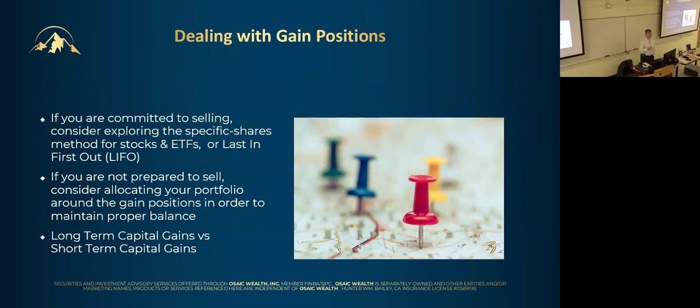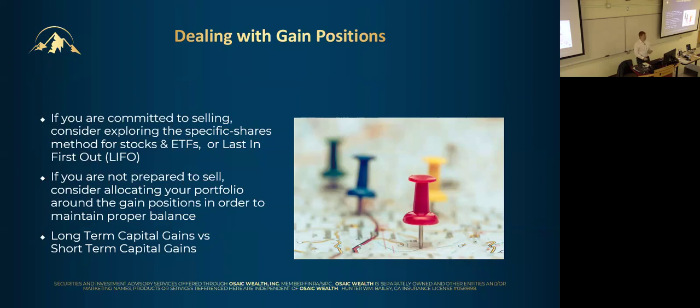So if you're totally committed to selling out of this position, consider exploring the specific shares method for ETFs or last in, first out. So what I mean by this is when you go to sell positions, you can actually direct your broker-dealer which shares or which lots you can sell from, and that can help get you a little bit of preferential taxes. Now, obviously, if you sell the ones that had the least gain, later, when you sell the rest, you're going to sell the ones that have the most gain, so you want to prepare for that.